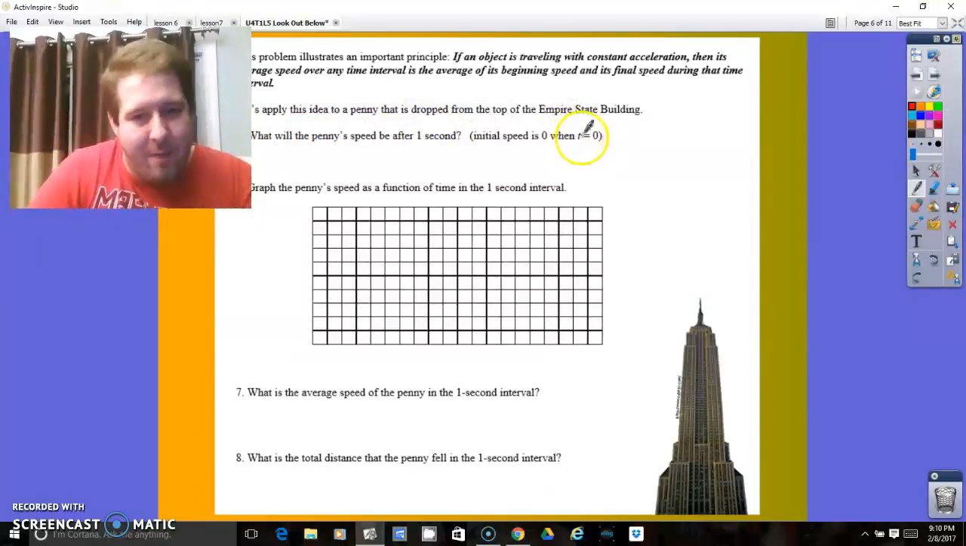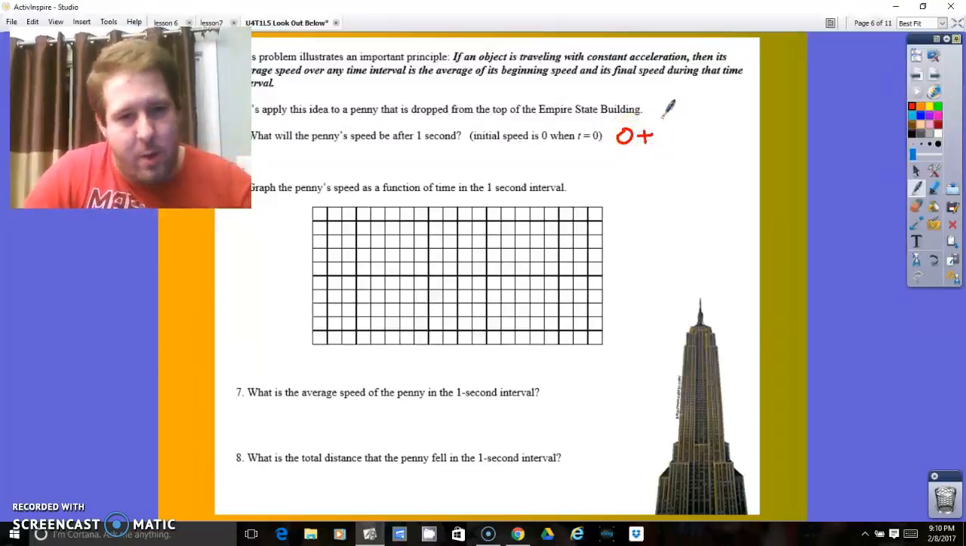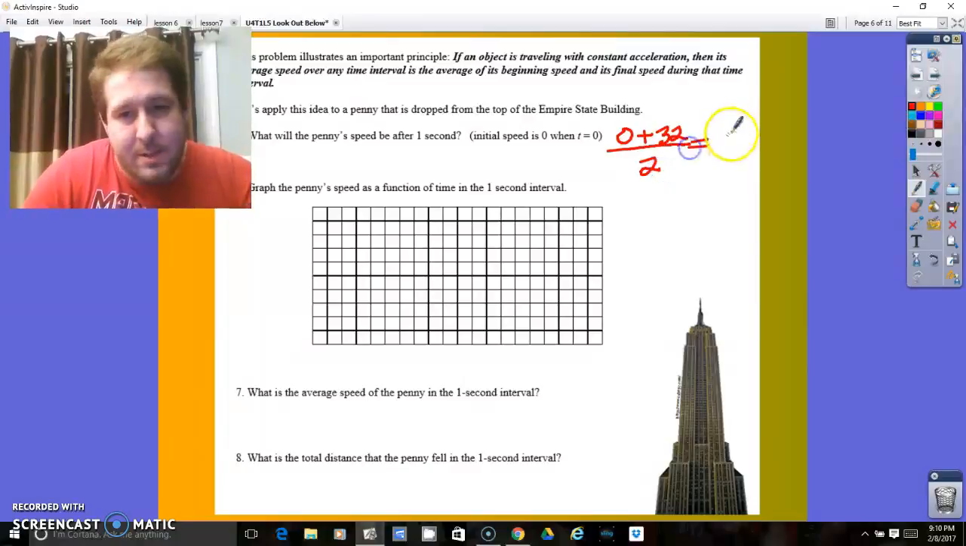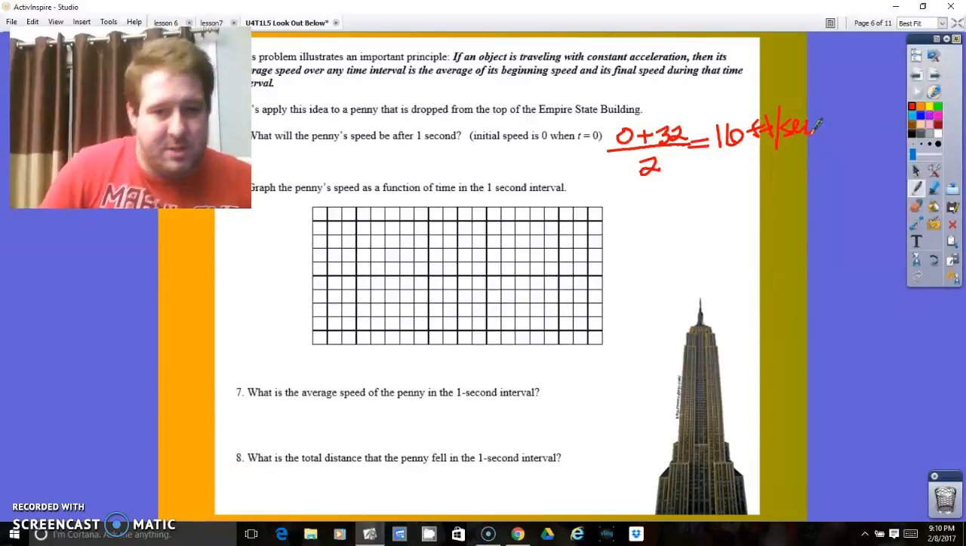So if I want to find the average rate of change, when you drop the penny, before you drop it, after 0 seconds, it's gone 0 feet. But by the end of that second, it's going to have a speed of 32 feet per second. Divide that by 2 data points, and that gives you an average speed of 16 feet per second. All right, so now we know the average speed.